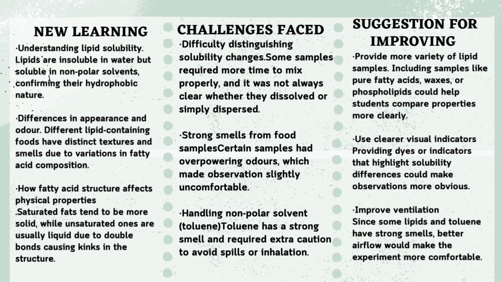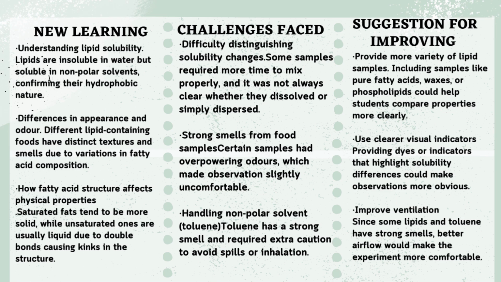Another difficulty was working with strong food odors. Certain samples produced very intense smell, which sometimes made it uncomfortable to stay close to the test tubes while observing the result. At last, handling the non-polar solvent toluene was challenging because it has a strong smell and potential health risks. This meant extra care was needed, including good ventilation and careful handling to avoid spills or inhaling the vapor, because it's very dangerous to us.